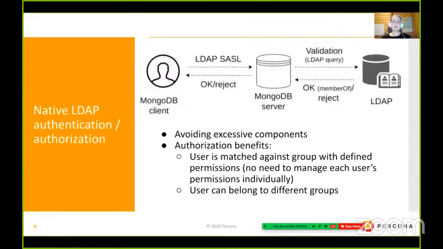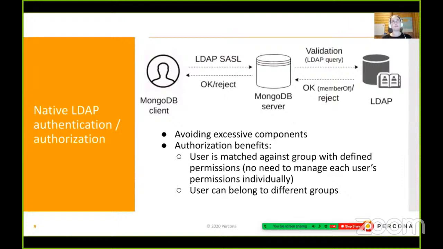The second method is native LDAP authentication and authorization. This mechanism excludes all minuses of the previous one. So now we avoid using excessive components, and Mongo database communicates with LDAP directly. But the main benefit here is authorization. It means that when user tries to access Mongo database, it not only checks user credentials, but it also checks to which group user belongs.